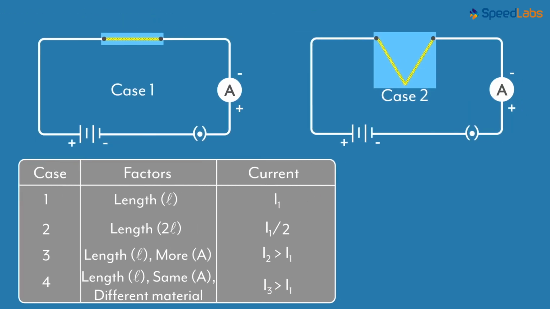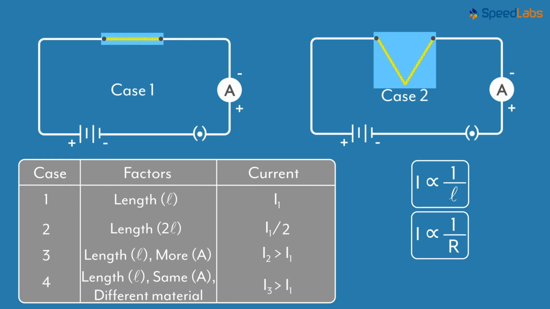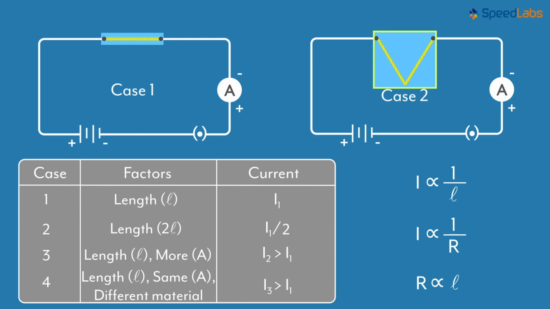We see that as the length of the wire increases, the current reduces by the same factor. It implies that the current is inversely proportional to the length of the wire. And by Ohm's law, we know that the current is inversely proportional to the resistance of the conductor. So these two together imply that the resistance R is directly proportional to the length of the wire. More the length of the wire, more will be the resistance.